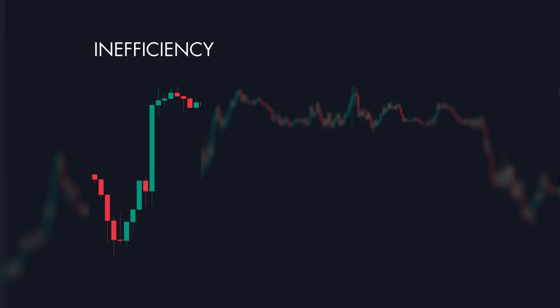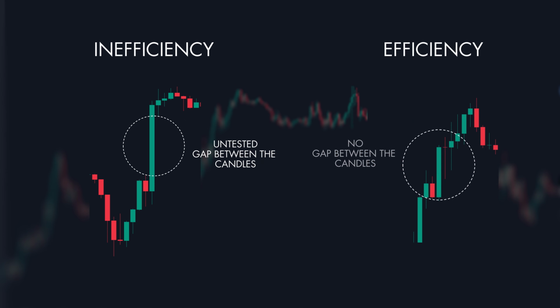Let's take a look at an example of inefficiency in price action. On the left side of the chart, there is a gap between the candlesticks, which creates an inefficiency. This gap indicates a lack of buyers or sellers in the market and suggests that the market may eventually move to fill the gap. On the right side of the chart, there is no gap between the candlesticks, which indicates an efficient market where there is a balance between buyers and sellers.